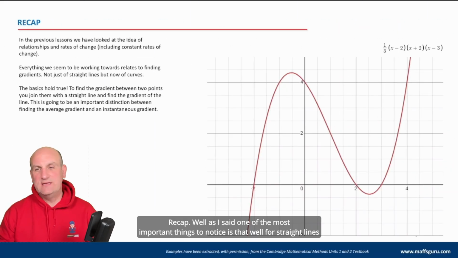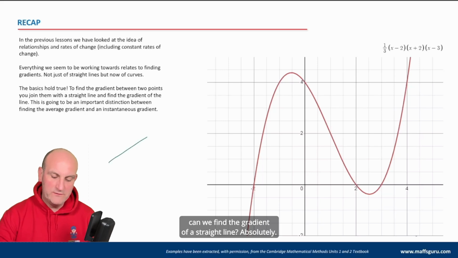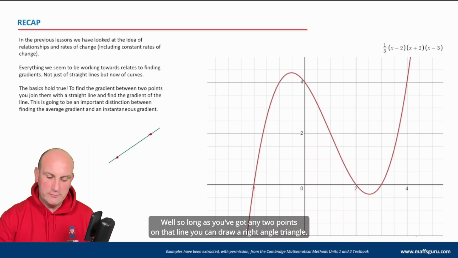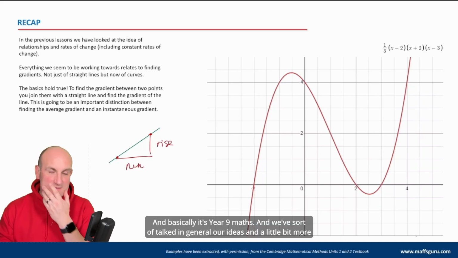Recap. One of the most important things to notice is that for straight lines, can we find the gradient of a straight line? Absolutely. How do you find the gradient of a straight line? Well, so long as you've got any 2 points on that line, you can draw a right angle triangle. You've got rise, you've got run, you can divide them, and basically it's year 9 maths.